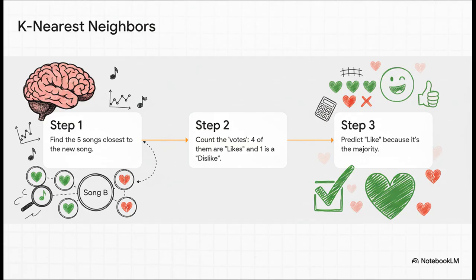So, step 1, it finds the 5 songs on the chart that are closest to our new song B. Step 2, it just counts the votes from those neighbors. And what do we see? 4 of them are likes, and only 1 is a dislike. So step 3 is easy. The machine predicts Paul will like the song. That's it. That's a machine learning algorithm right there in action.